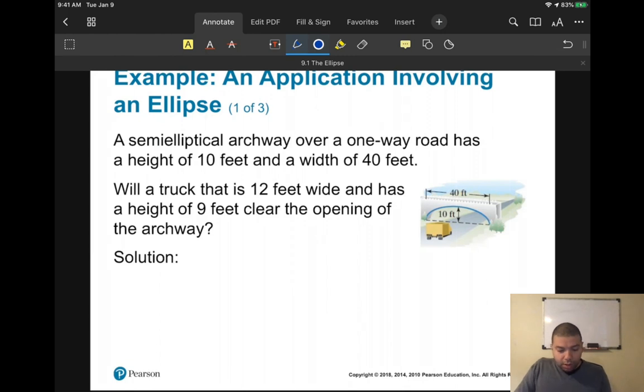Let's solve an application, and then that's going to be it for this video. So let's read this. We have a semi-elliptical archway over a one-way road that has a height of 10 feet. So here's the drawing there, 10 feet. And a width of 40 feet, so there's the entire archway. So will a truck that is 12 feet wide and has a height of 9 feet clear the opening of the archway? So the truck is 9 feet tall and 12 feet wide. So is the truck going to be able to drive underneath the archway?